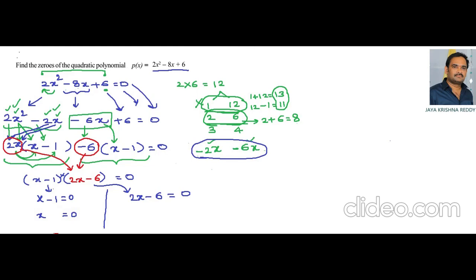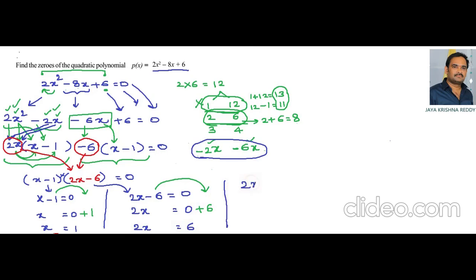Now transport this minus 1 to the right side. So it will become plus 1, then x equal to 0 plus 1 means it is 1. And in the second one, 2x equal to 0, transport this minus 6 to the right hand side, so it will become plus 6. So we can write 2x equals to 0 plus 6 means 6.